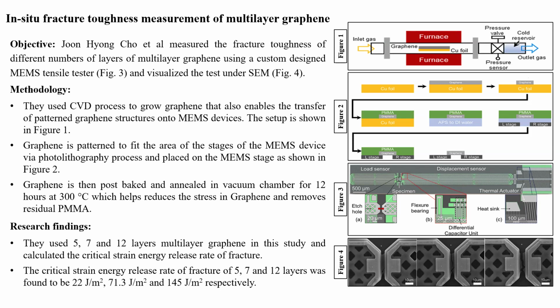Coming to the research findings, the numbers of layers of graphene they use for this study are 5, 7, and 12. And after doing the tensile testing, the fracture toughness of different layers of graphene were found to be 22, 71.3, and 145 joules per meter square, respectively. This highlights that the toughness increases with the numbers of layers of graphene.